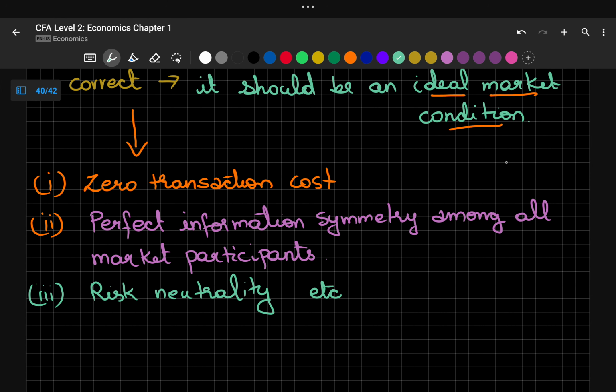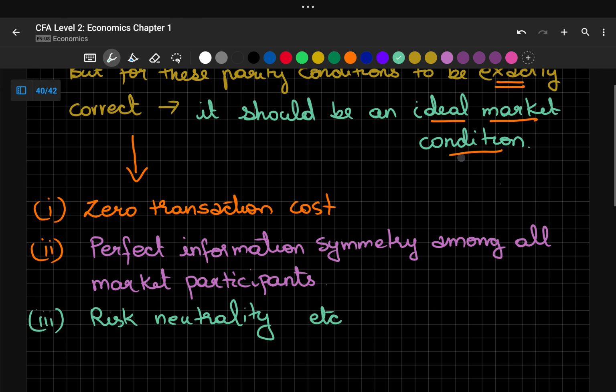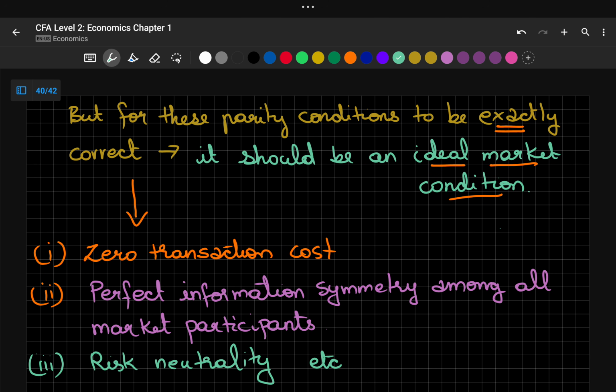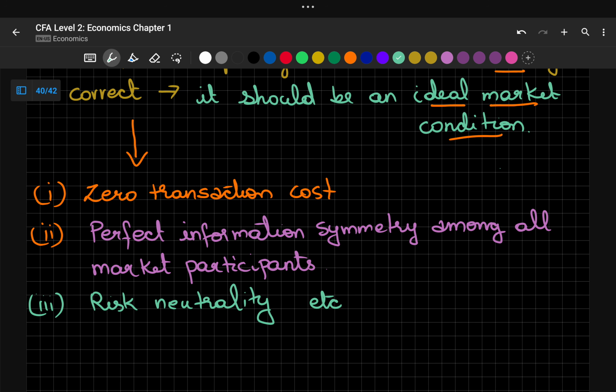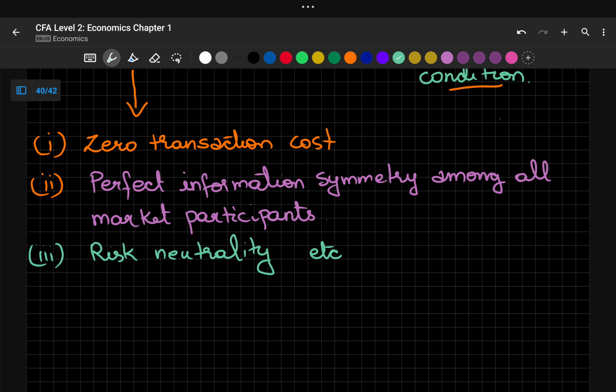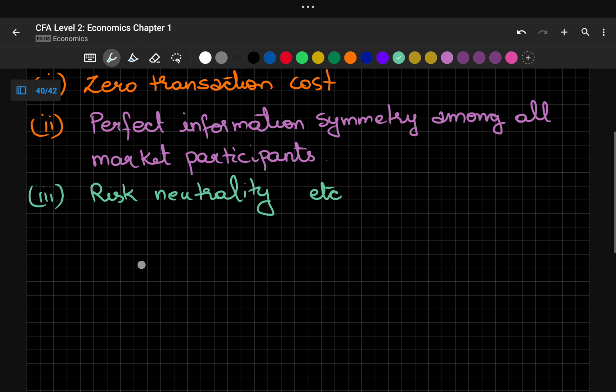Only when these conditions, that is the ideal market conditions, exist, using these parity conditions equations, we will derive the exact value. Otherwise there would be minor difference in the value that we calculate.